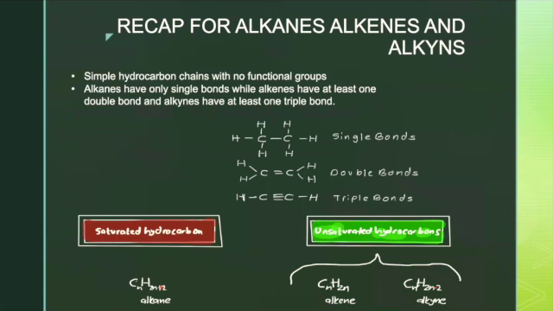Before we get into the complexity of naming, let's quickly recap what alkanes and alkenes and alkynes are. They're basically simple hydrocarbon chains lacking functional groups. Alkanes are the simplest organic compounds. They have only single bonds between carbon atoms and are called saturated hydrocarbons. On the other hand, alkenes have at least one carbon-carbon double bond, whereas alkynes have one or more carbon-carbon triple bonds. Additionally, alkenes and alkynes are called unsaturated hydrocarbons.